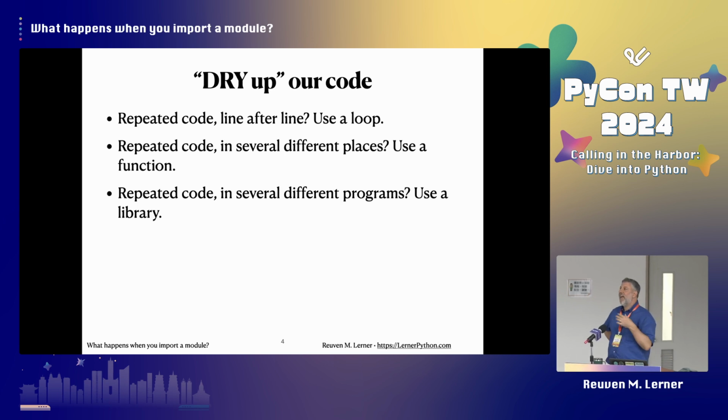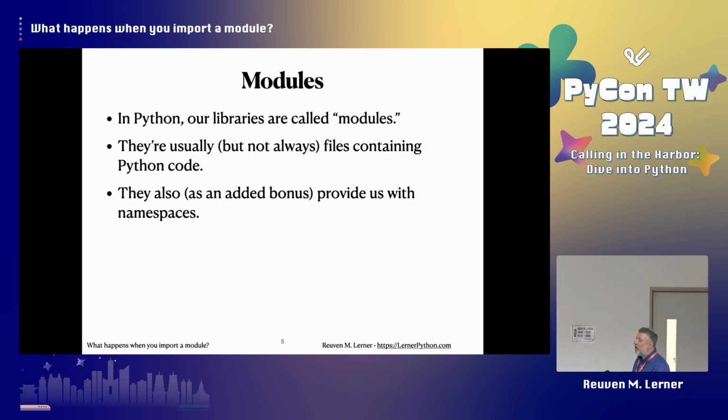Well, what if I have repeated code in several different programs? Well, then I can put it in a library. And a library is a term that we use in many different programming languages. This is not a uniquely Python thing. But in Python, we call our libraries modules. And they are usually, not always, but usually files, individual files that contain code.